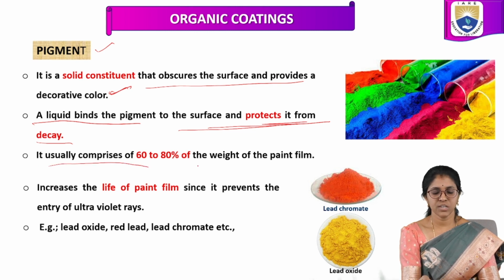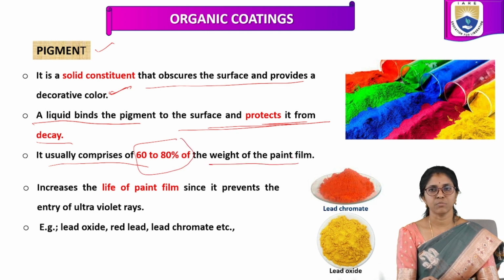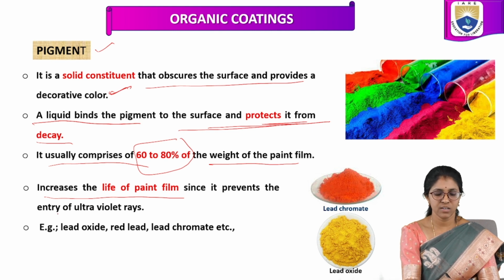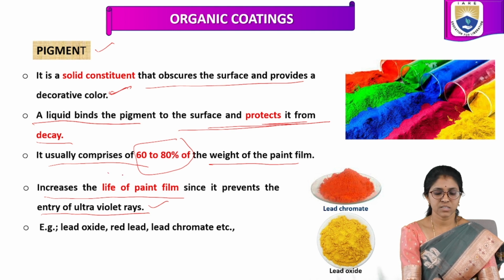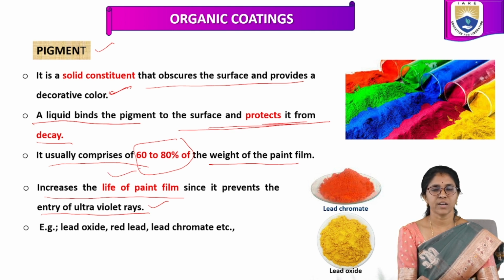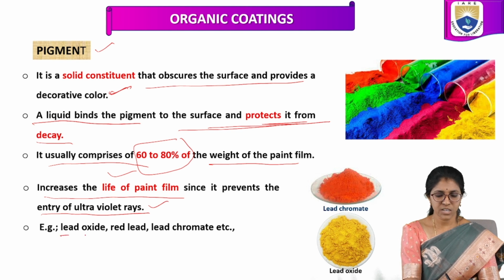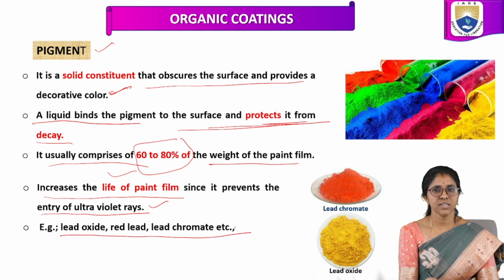It usually comprises 60 to 80% of the weight of the paint film. It increases the life of the paint film since it prevents the entry of ultraviolet rays to the metal. Examples of these pigments are lead oxide and lead chromate, which have different colors.